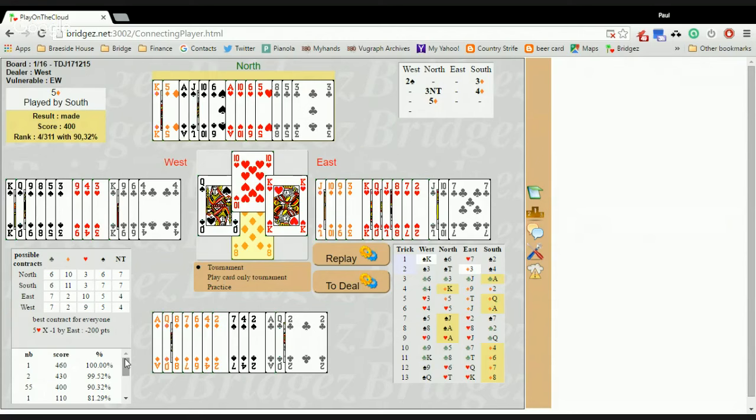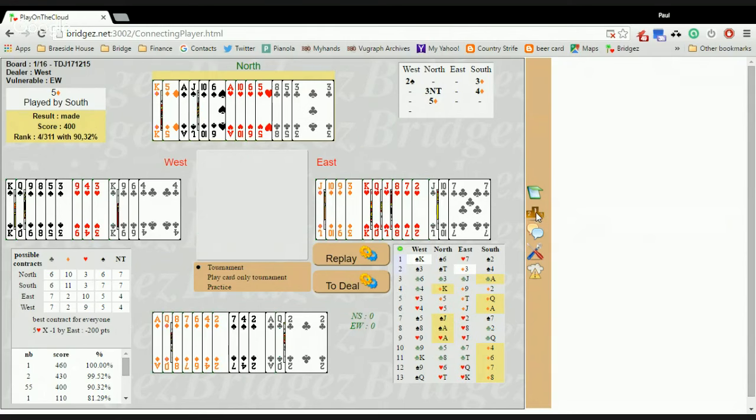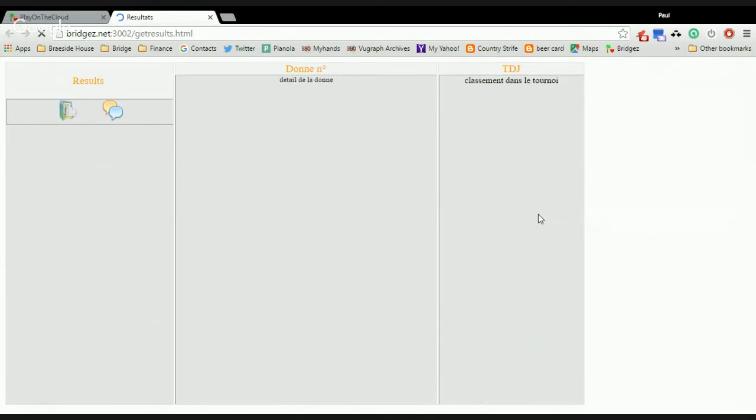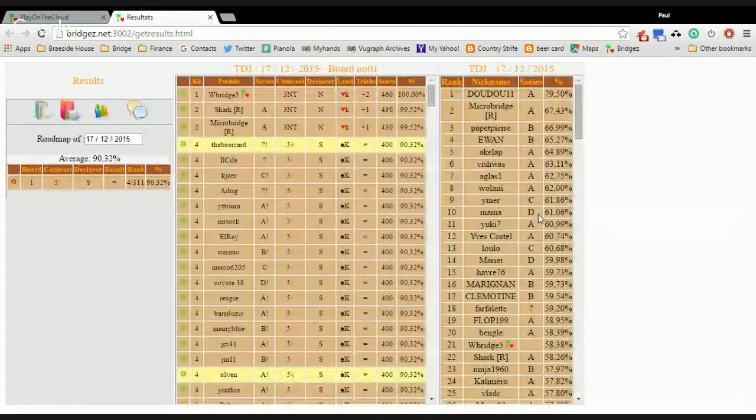Here, I could see that if I covered the ace of spades, I'd have a diamond loser, a spade loser, and a club loser, because a club was going to come straight back through. And those are the things you have to think about. And there's a little podium on the right-hand side where you can see your ranking for the board. And you can see that I, the beer card, are one of the people who got it right.